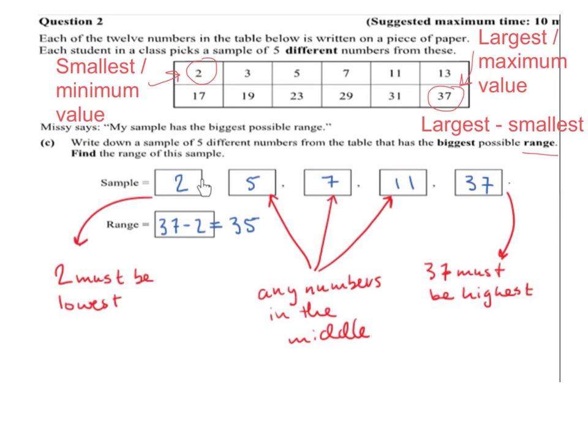So then to find the range of this set of values, I'm going to take the largest number, which is the 37, and I'm going to subtract the smallest number, which is the 2, and 37 minus 2 is 35. So the range of this set of numbers is 35, because the range is always the largest number, the largest value, minus the smallest number, the smallest value, or the maximum minus the minimum.